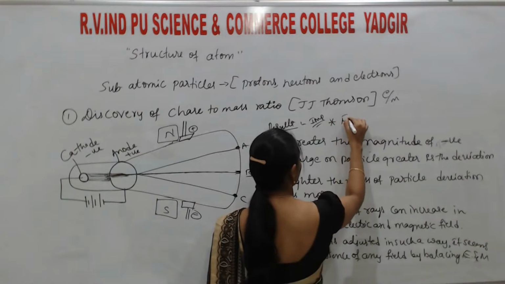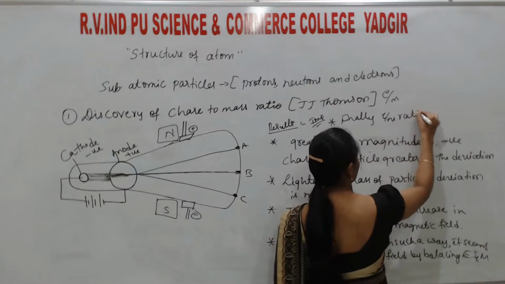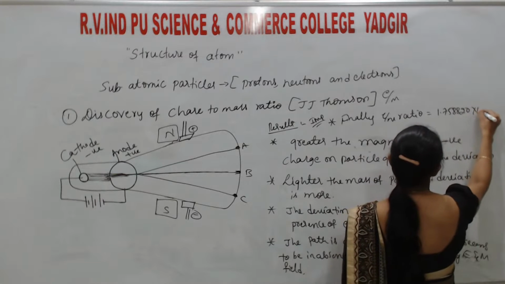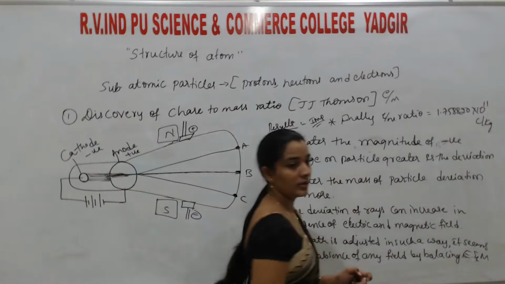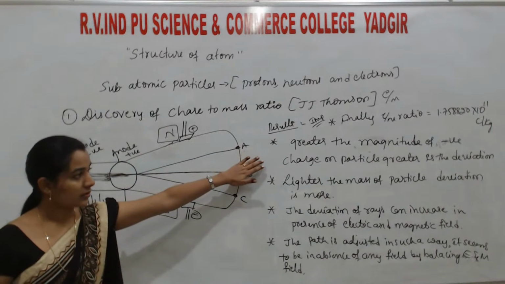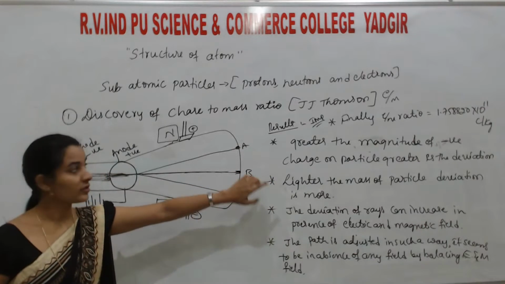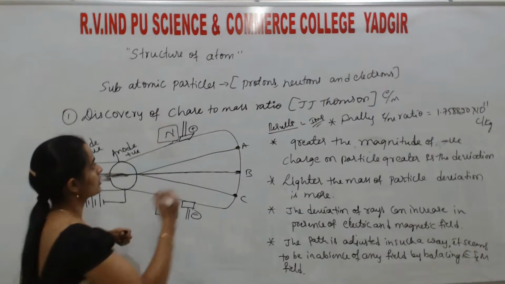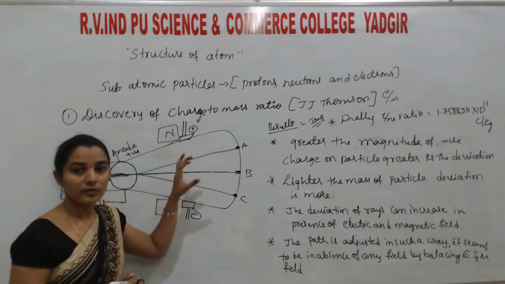So finally, e by m ratio is 1.758820 into 10 to the power of 11 coulomb per kg. So these are the experimental results. So the greater the negative charge, greater is the deviation. Smaller the mass, greater is the deviation. Charge by mass we are telling. So greater the charge, deviation is more. So smaller the mass, deviation is more.